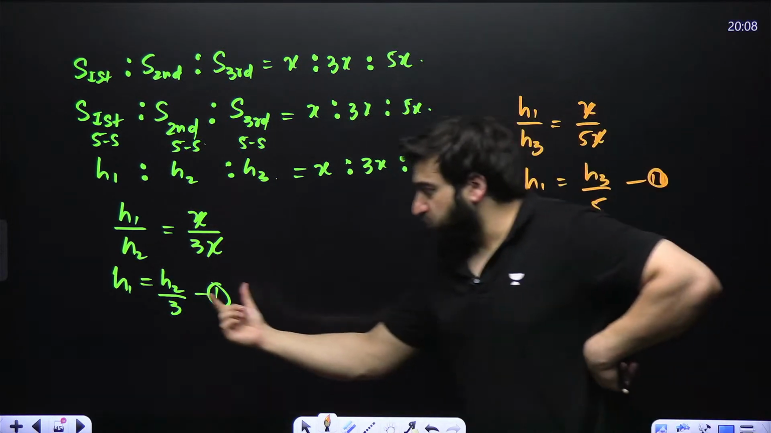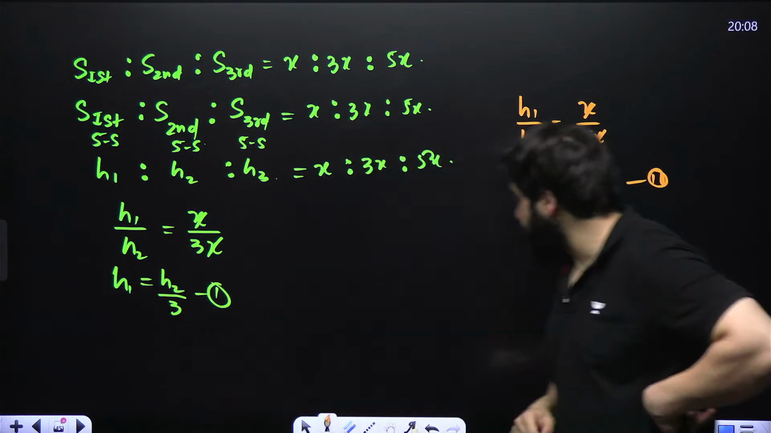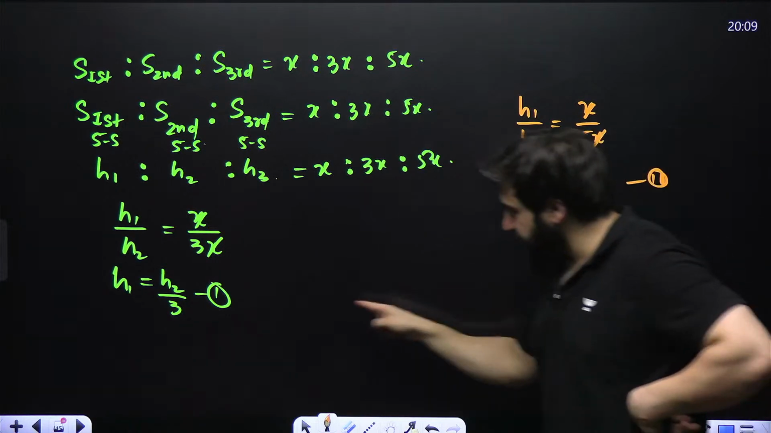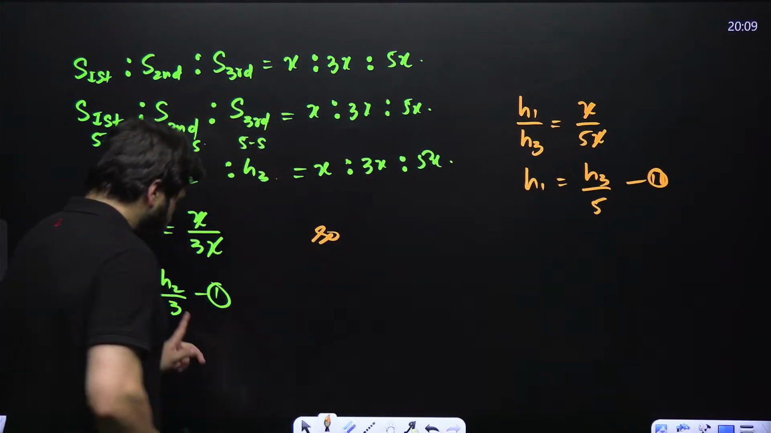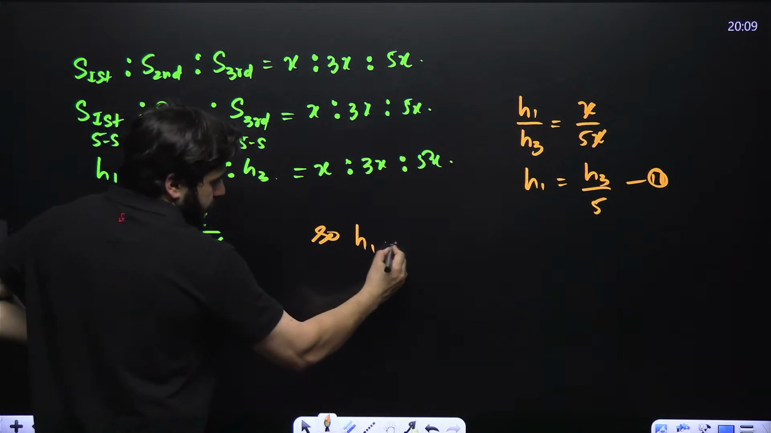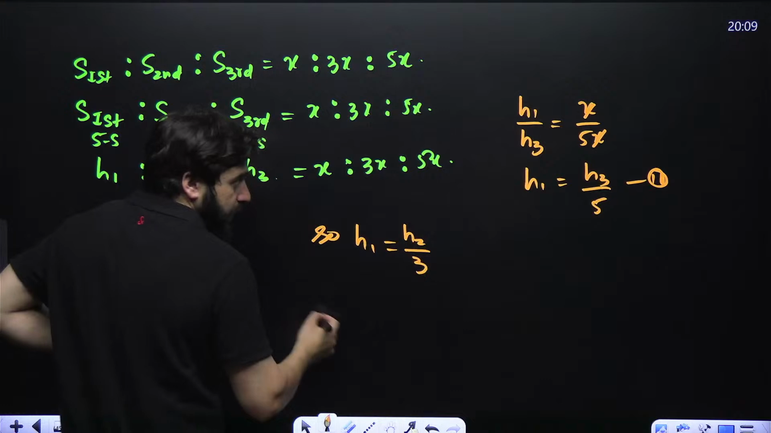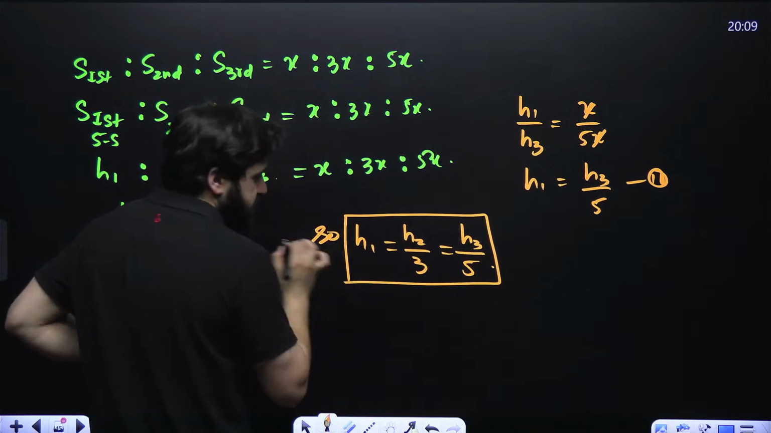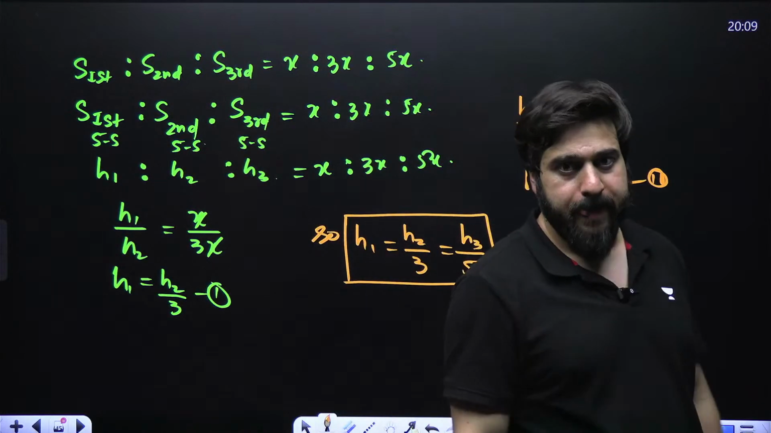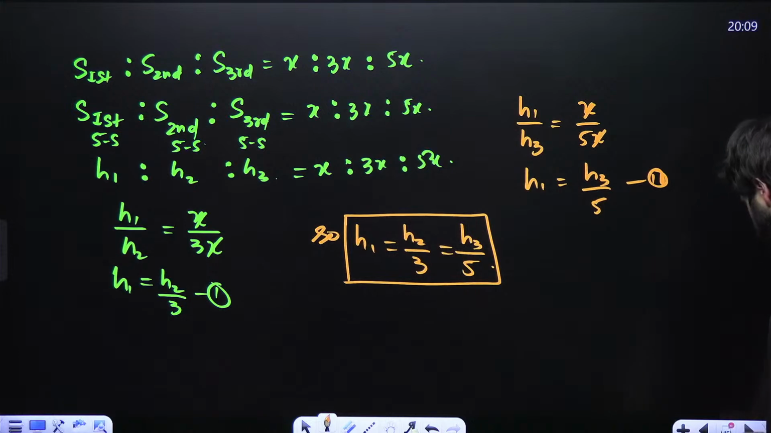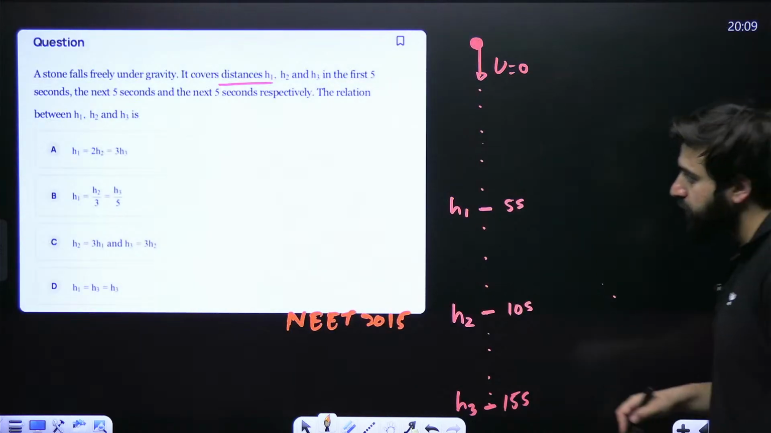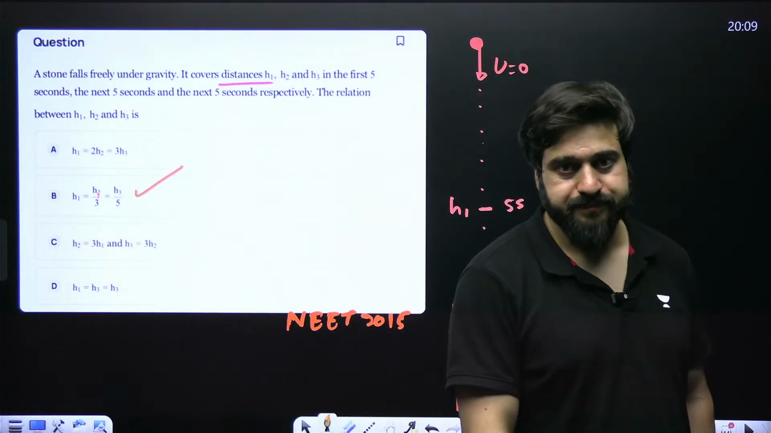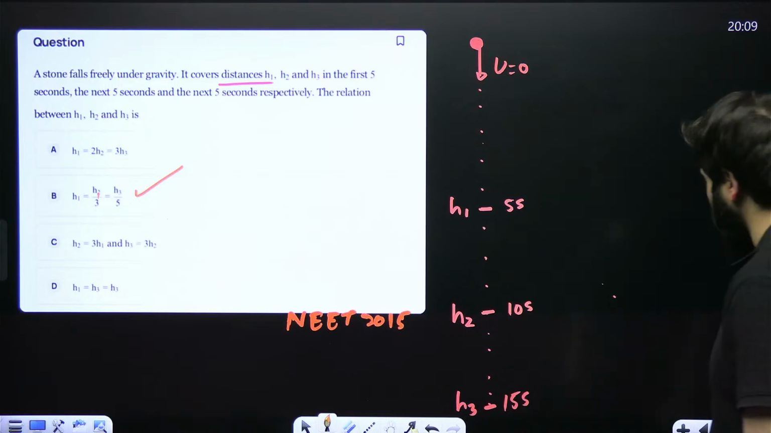Guys, see. First equation, h1 is equal to h2 by 3. In the second equation, h1 is equal to h3 by 5. Now, don't you think we can compare this? So I can write from first and second equation, h1 is equal to h2 by 3, which is equal to h3 by 5. So now let me show you which option is correct over here. h1 is equal to h2 by 3 is equal to h3 by 5. That is option 2.